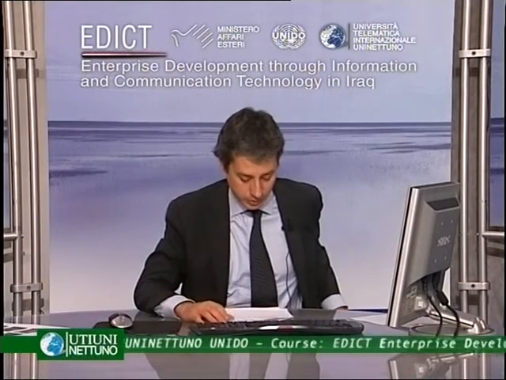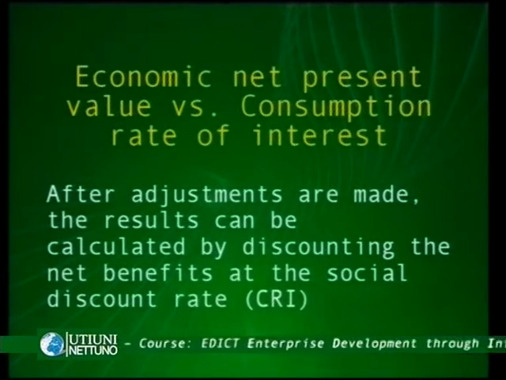So in order to make them comparable, you have to discount them and determine a net present value. That is the value of all the net benefits that will be generated by the project over its life, but discounted to the present moment. In this way, by discounting all the benefits to the present moment, you make them comparable also from a timing point of view. After all adjustments are made in the real and financial flows, the results can be calculated by discounting the net benefits at the social discount rate.